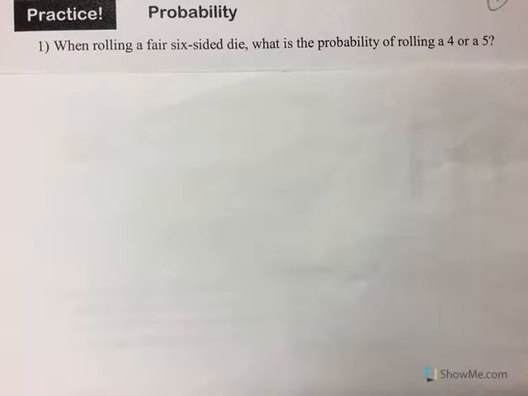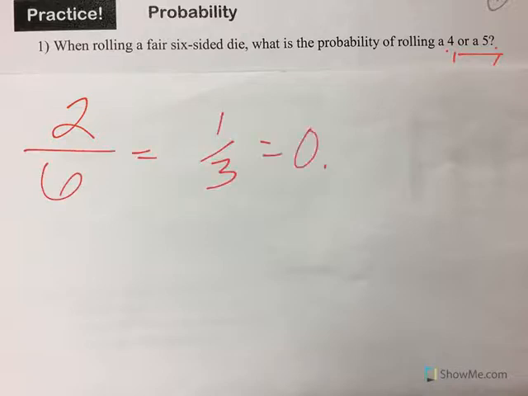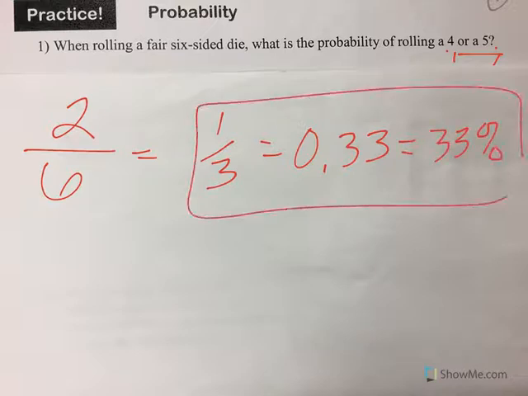Let's practice some probability. When rolling a fair six-sided die, what is the probability of rolling a 4 or a 5? Well, there's a 4 or 5, there's 1 and 1, that's 2, out of 6 total. So we can reduce that to 1/3. We can write that as a rounded decimal or a rounded percent.